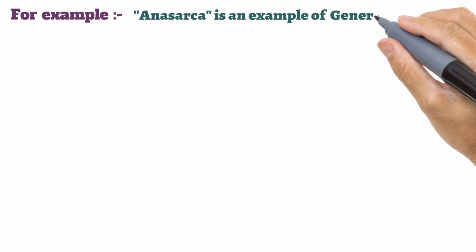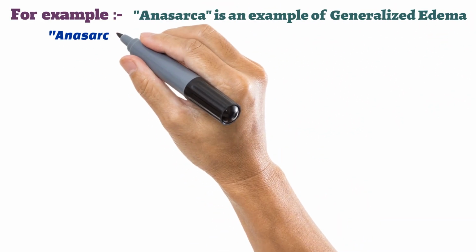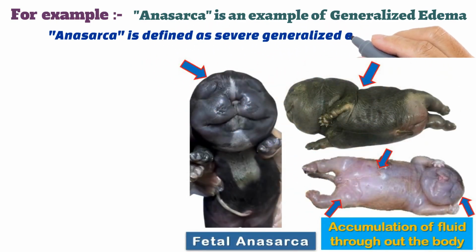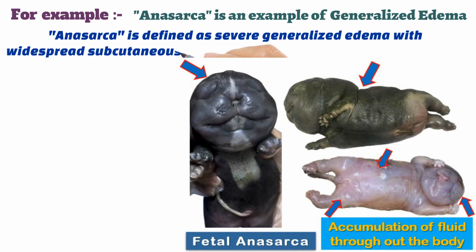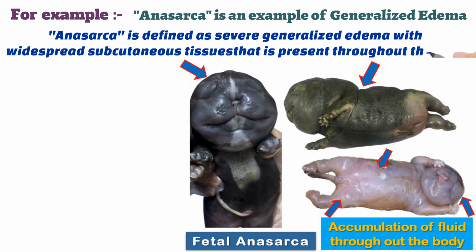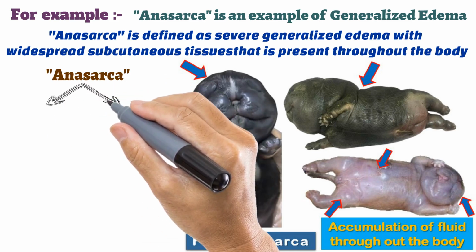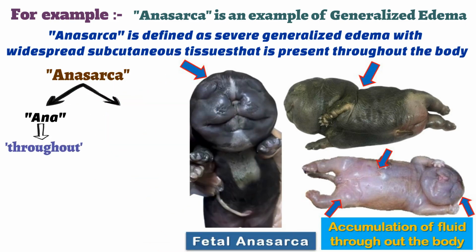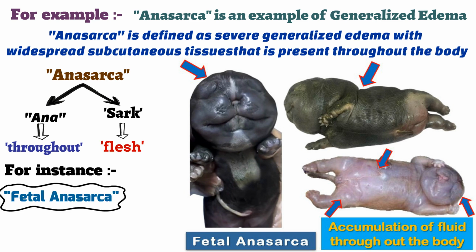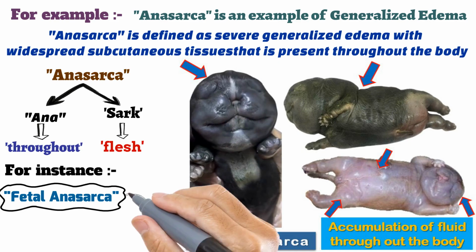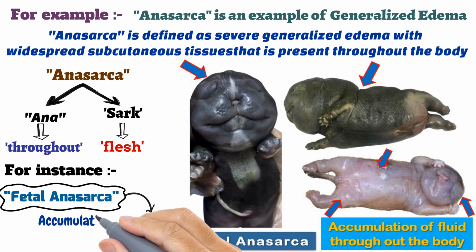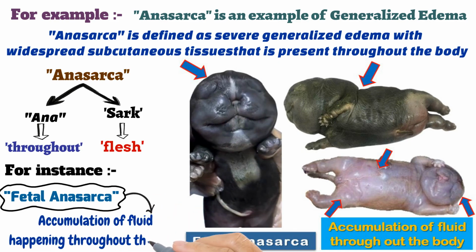For example, Anasarca is an example of generalized edema. Anasarca is defined as severe generalized edema with widespread subcutaneous tissue swelling that is present throughout the body. When I say the word Anasarca, this particular word is made up of two specific portions. Ana means throughout and sarc means flesh. For instance, the fetal anasarca. Just look at the picture that has been shown, which clearly indicates the accumulation of fluid happening throughout the body.